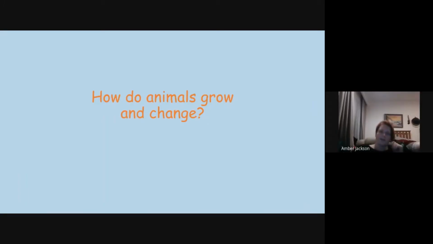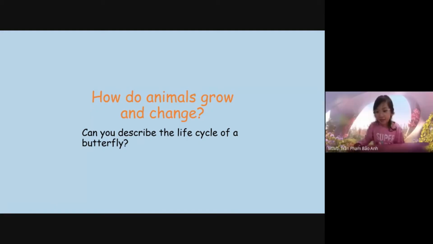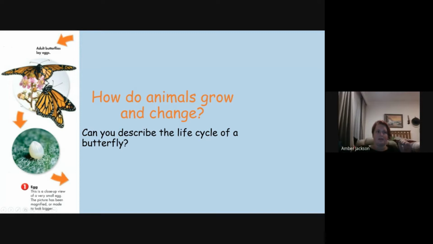Right, so how do animals grow and change? Who can describe for me the life cycle of a butterfly? Who knows the answer to this? Mimi? What's the first stage of a butterfly's life? It's the egg. Yeah, so the adult butterfly lays the eggs. Well done, Mimi. Right, so this is a close-up view. Butterfly eggs are absolutely itty-bitty.